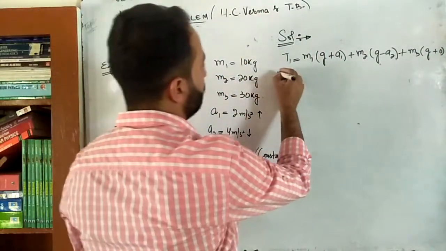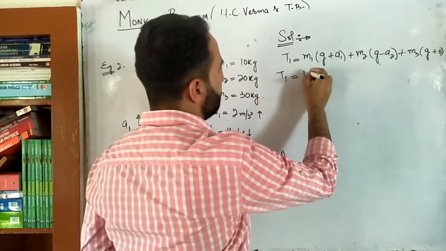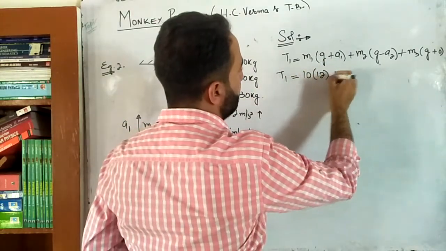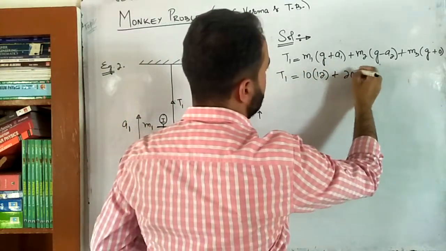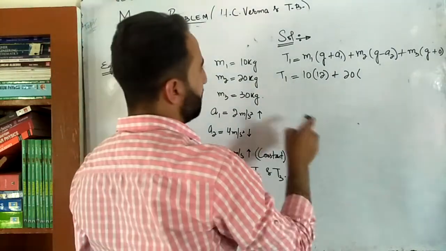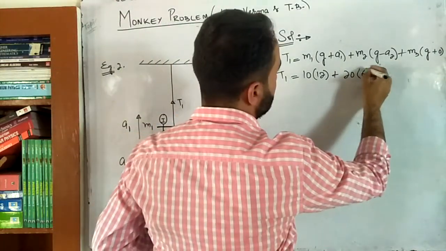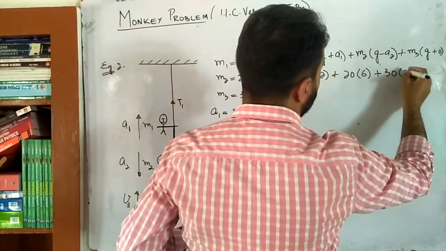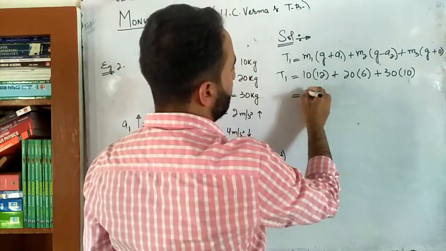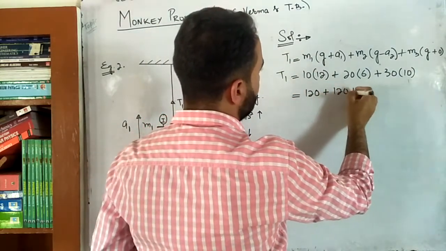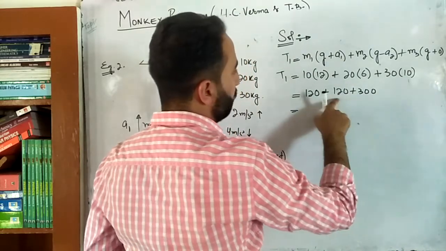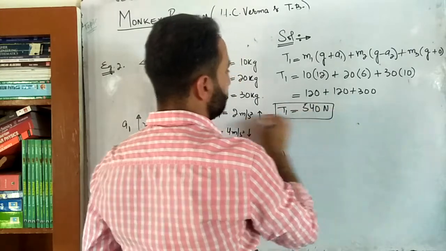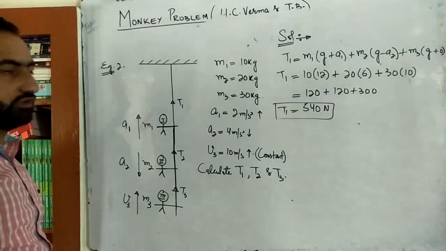Now substitute the values here. Tension T1 will be equal to: how much is m1? That is 10 multiplied by g, which is 10, plus a1, which is 2. So 10 plus 2 is 12. Plus m2, how much is m2? That's 20 multiplied by g minus a2. g is 10, a2 is 4, so 10 minus 4 is 6. Then plus m3, that's 30, so 30 multiplied by 10. Now calculate it. So this is 120, plus 120, plus 300. That is 3 plus 1 is 4, plus 1 is 5. So 540 Newton is the tension T1.